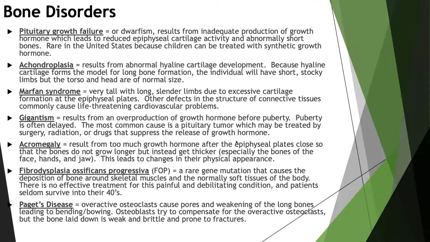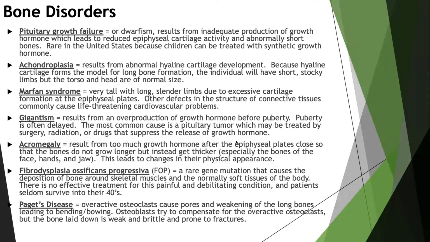You can have fibrodysplasia ossificans progressiva, which is a rare gene mutation that causes the deposition of bone around the skeletal muscles and normal soft tissues of the body. And there's no effective treatment for this painful and debilitating condition, and patients seldom survive into their 40s.